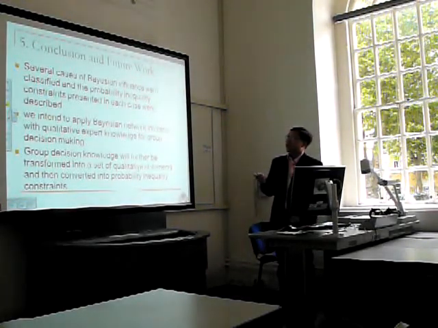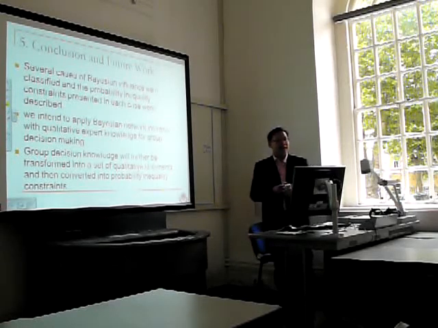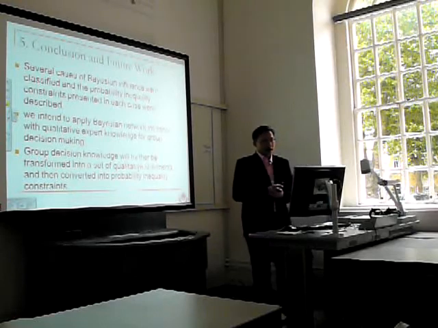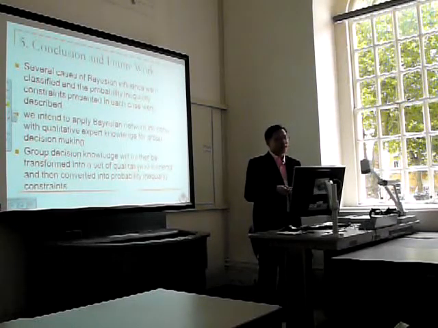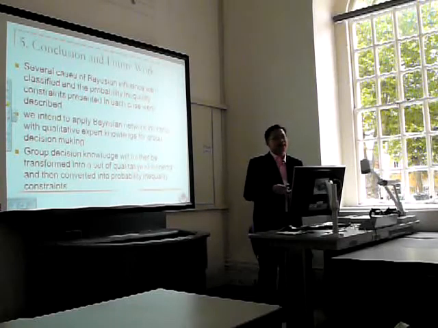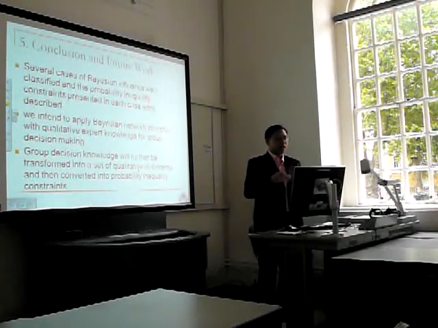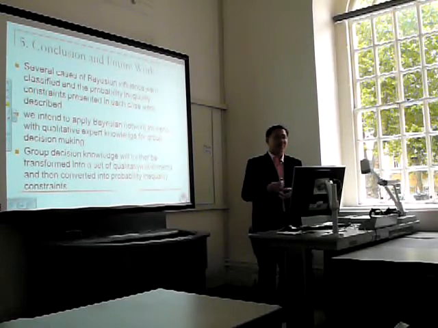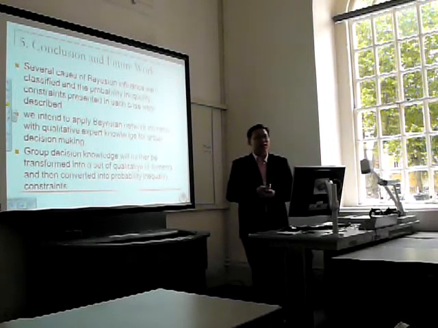In the second part of my paper, I proposed several cases for Bayesian inference and the probability inequality constraint presented in each case. For my future work based on this study, we intend to apply the Bayesian network inference with the qualitative expert knowledge. I try to extend it to other areas like group decision making, where we collect the group decision knowledge and apply it to the Bayesian inference to find a solution for group decision based on the Bayesian network, especially for Bayesian inference.